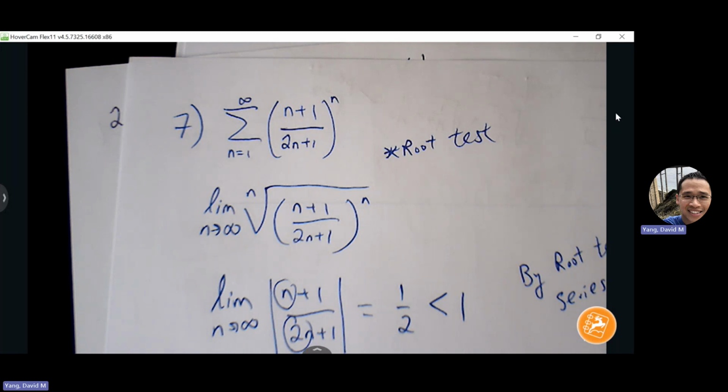And ratio test, I've only ever seen that when it's an n and something to the power of n. That's the only time it's ratio, right? When something is to the power of n and then factorials, I think.